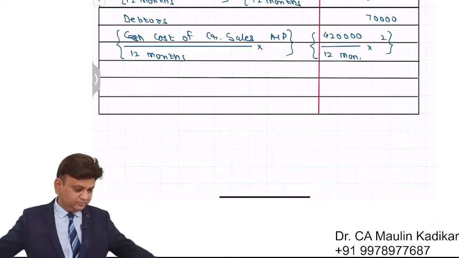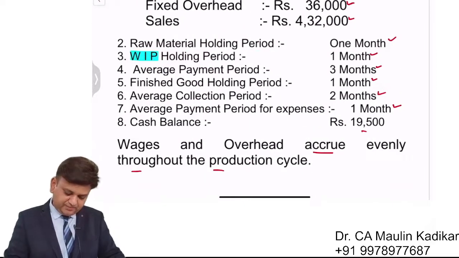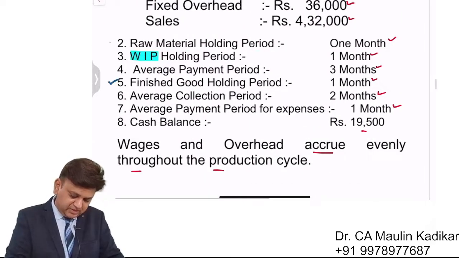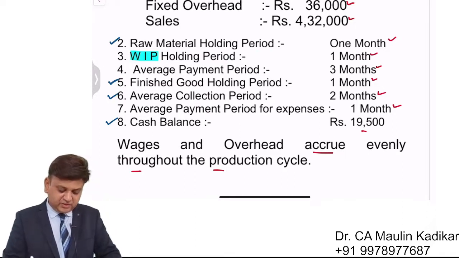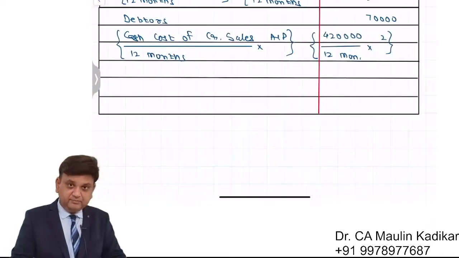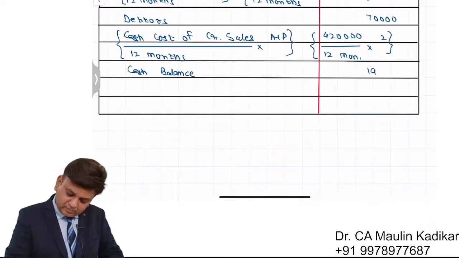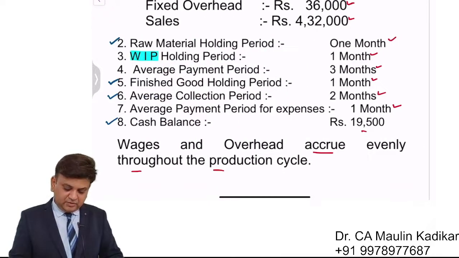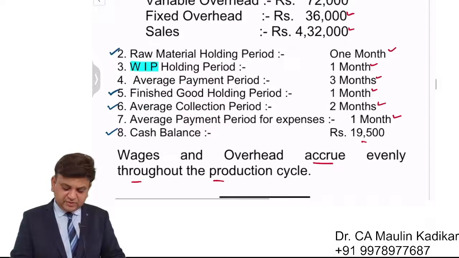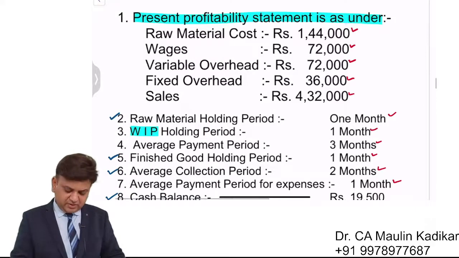Next, any prepaid expenses information if at all given. Finished goods holding period is done, WIP and raw material are done, collection period is done. Cash balance 19,500. We can see that there is no other information provided to us with respect to advance tax or something like that, so we are ignoring it.